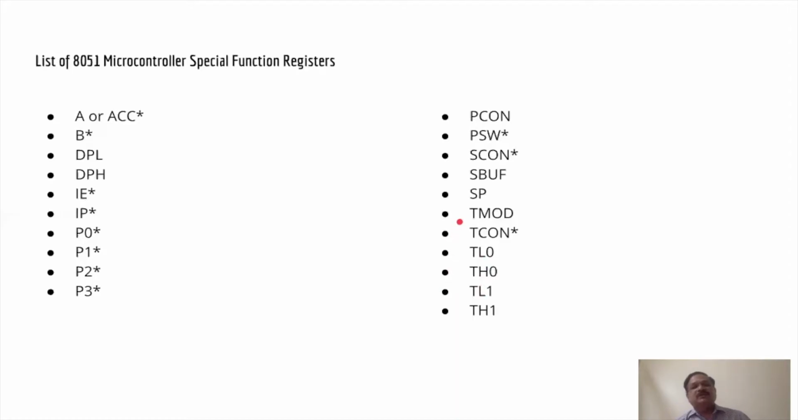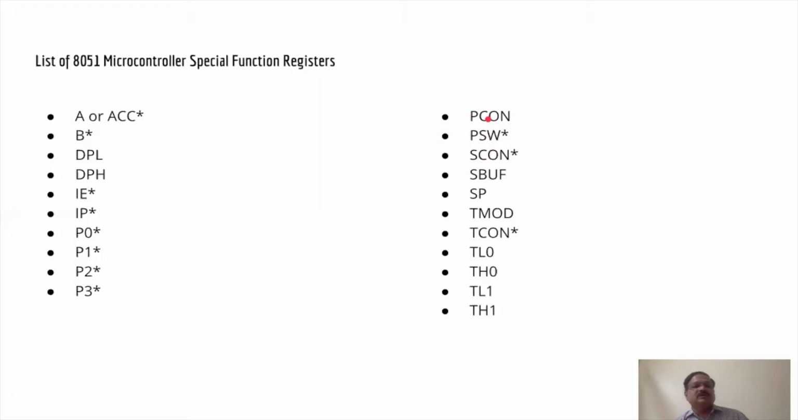And these two SFRs are used to deal with the timer counters, TCON and TMOD. We will discuss the bit pattern. Then the stack pointer is used to hold the top of the stack. Then SBUF is used as a serial buffer during serial communication. SCON is the serial control register, again used in serial communication. PSW, which we just discussed, is the program status word, and PCON is called the power control register.